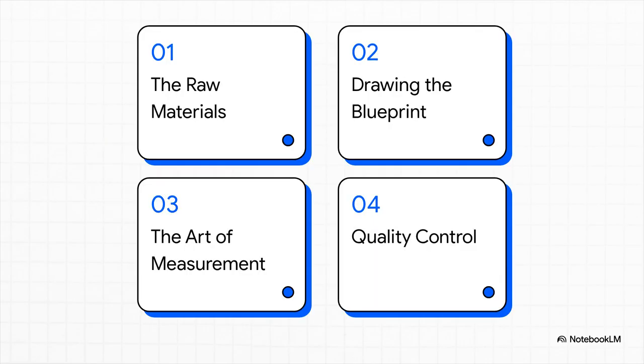Okay, so here's our plan. We'll start with the absolute basics, understanding your raw materials. That's your data. Then we'll get into how to draw the blueprint, which is all about visualizing that data to really see its shape. After that, we'll get precise with the art of measurement. And finally, we'll cover maybe the most important step of all: quality control. To make sure our work is actually solid.